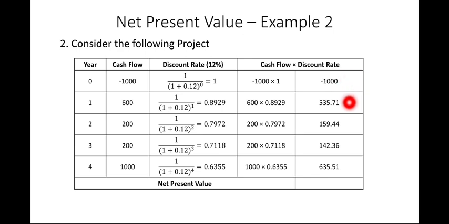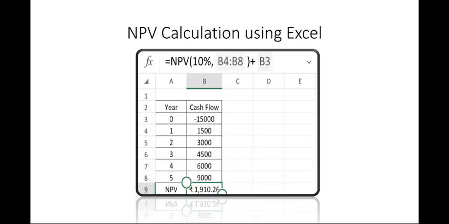-1000 plus 535.71 plus 159.44 plus 142.36 plus 635.51, and on adding these values we get 473.02. So the net present value is 473.02. Now you can even use the Excel function to determine the net present value.